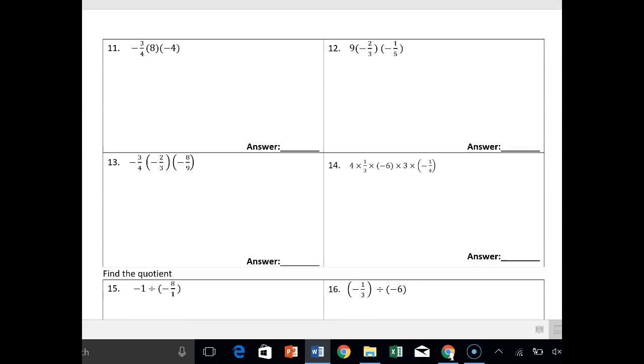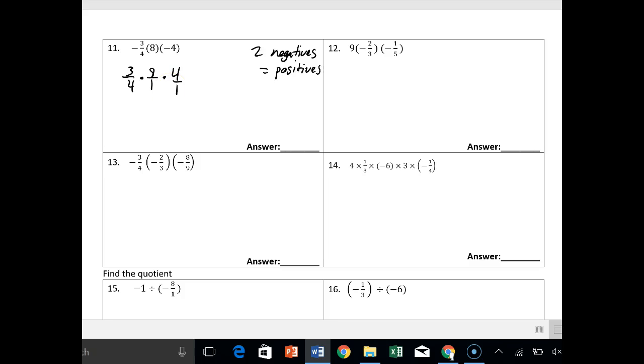Over to the back side. Again, when you have whole numbers, put them over 1. Notice that you have 2 negatives, so 2 negatives. So your answer will be indeed positive. So you don't have to worry about the negatives at all. So I'll say 3/4 times 8 over 1 times 4 over 1.